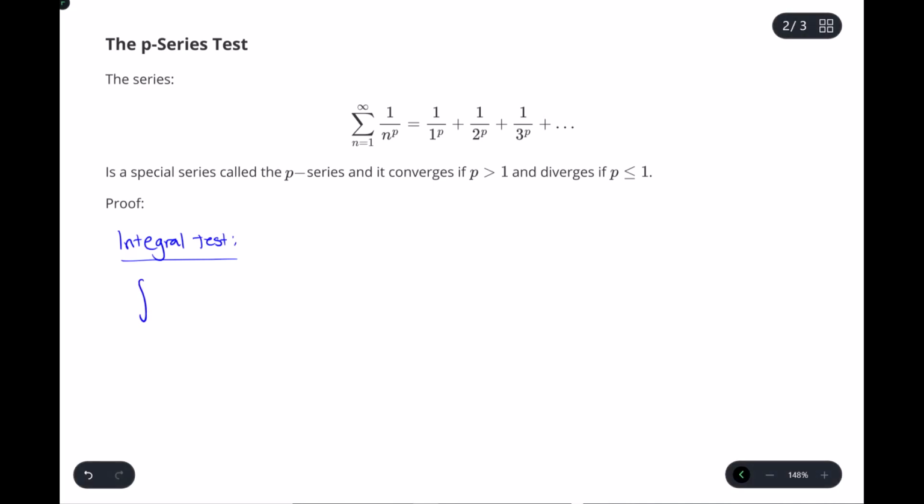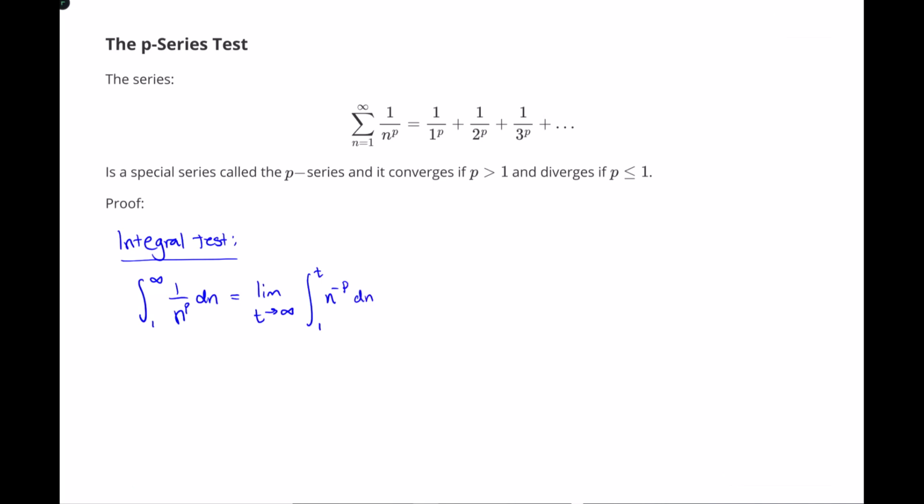So we would do the integral from 1 to infinity of 1 over n to the p dn, and change that, of course, into an infinite limit. So integral from 1 to t of, I'm going to go ahead and change this into n to the negative p dn. We can apply the power rule to integrate.